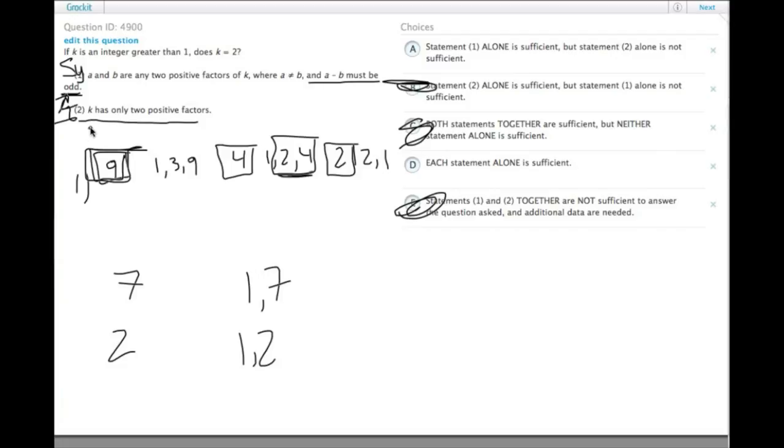So statement 2 on its own gives us the infinite number of prime numbers to choose from, only one of which is yes for k equals 2. Sometimes yes, sometimes no is insufficient. So answer choice A is the right one.